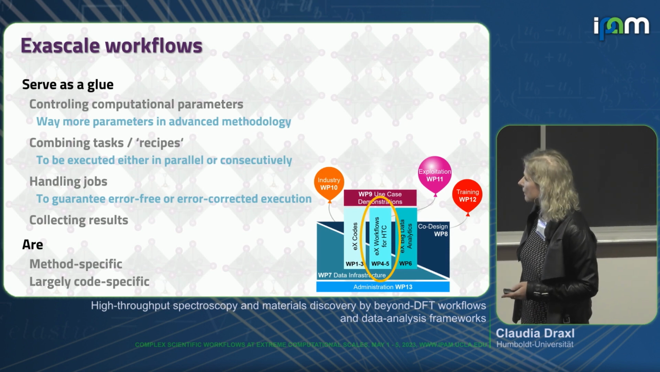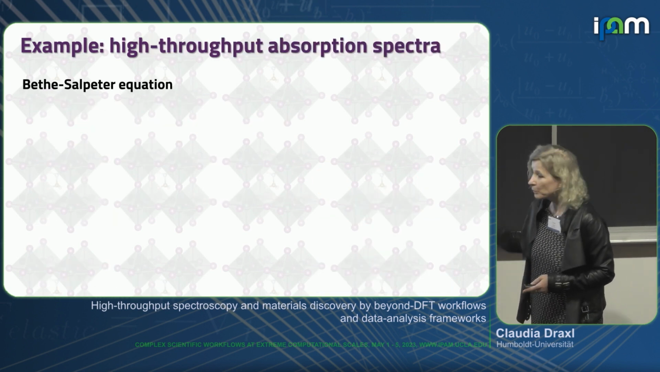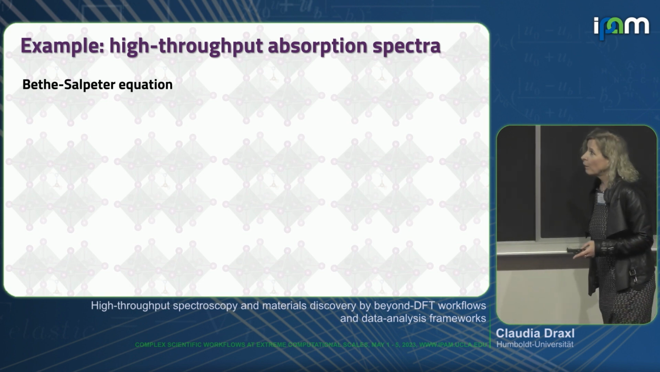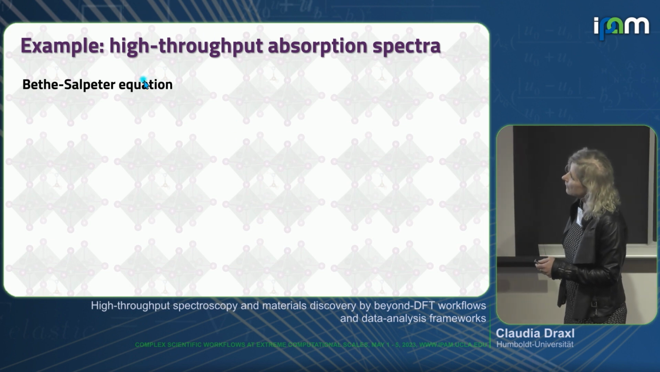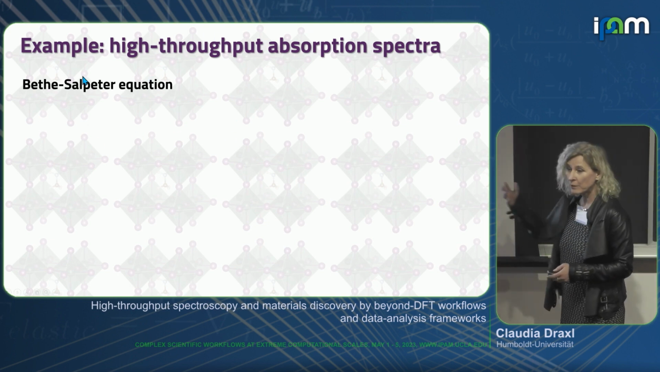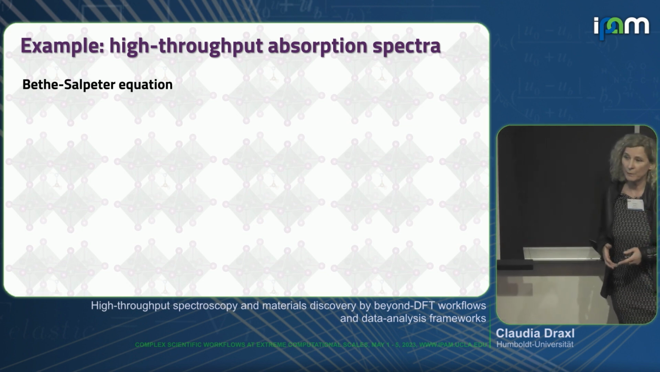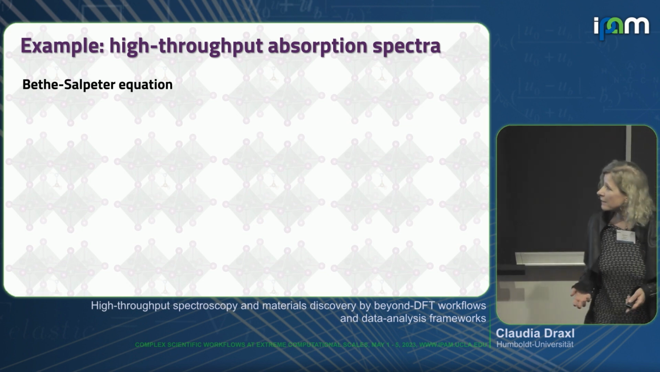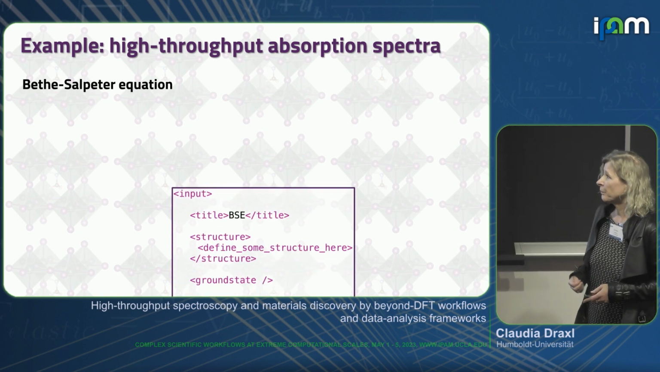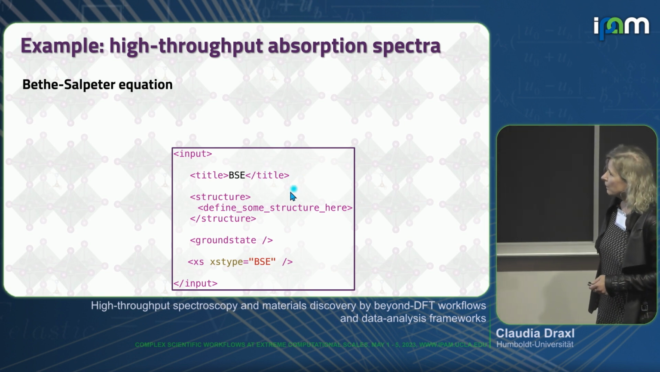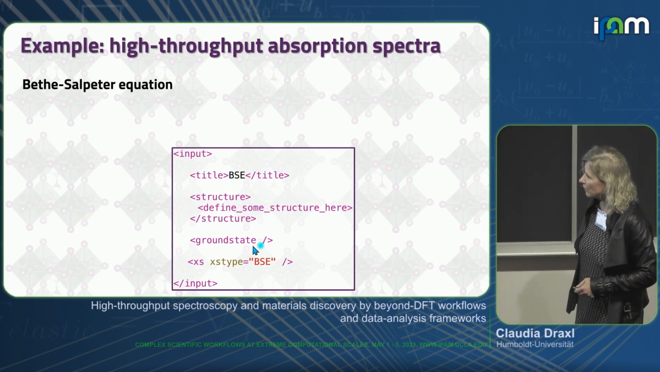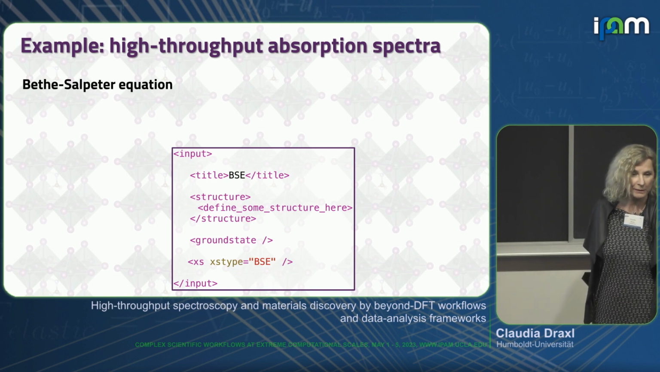This is what the second pillar is about, and I would like to address this by the example of absorption spectra, of core spectra in a high-throughput manner. How do we do this? The spectra that you have seen before have been computed with what we call the Bethe-Salpeter equation. If you go to the input file, it seems very easy, right? You give the job a name, you define the structure, you run a ground state calculation, and then you run an excited state calculation and choose the method for this Bethe-Salpeter equation.